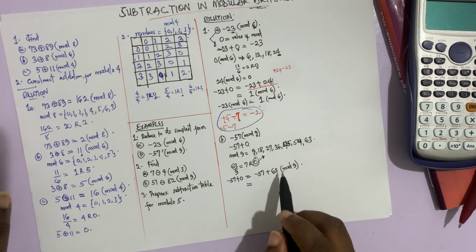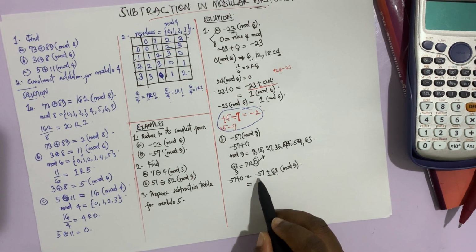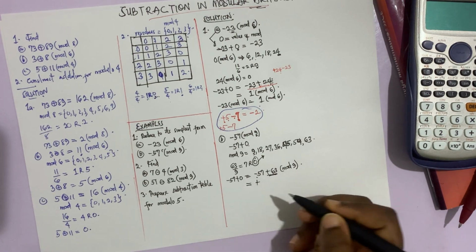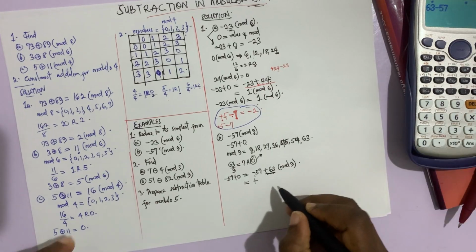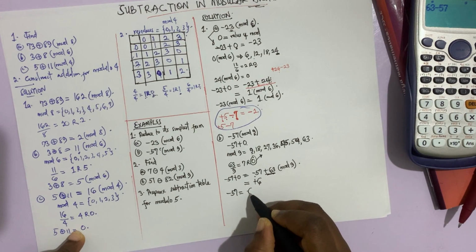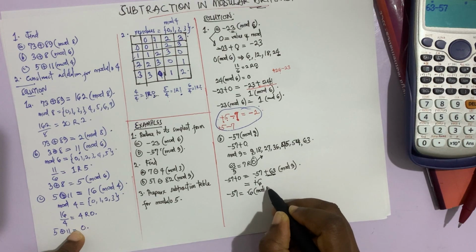Which has the greater number? Positive 63, negative 57. So positive 63 is greater. So our answer will be positive. 63 minus 57 is 6. So minus 57 is 6 in modulo 9.